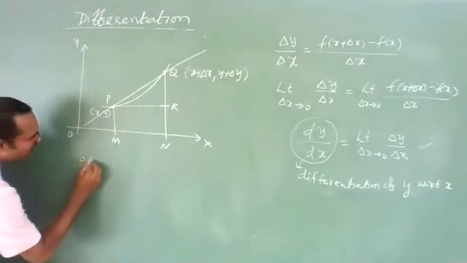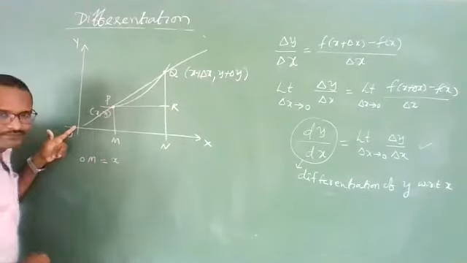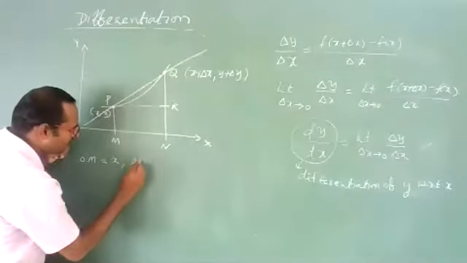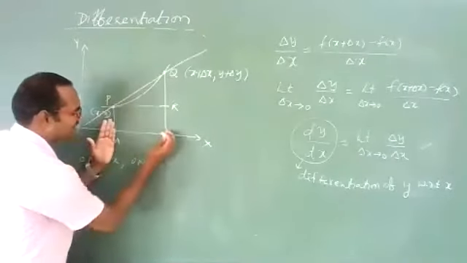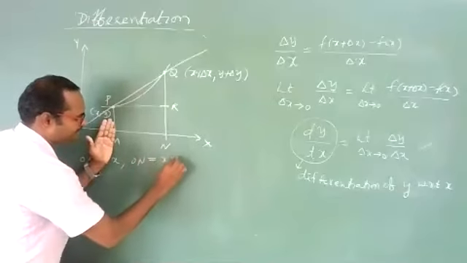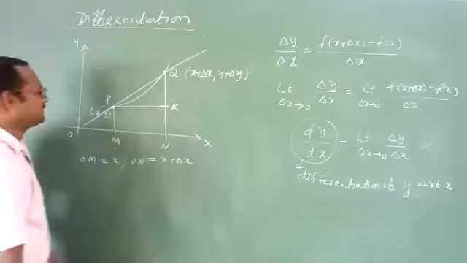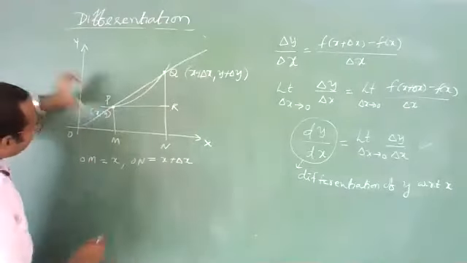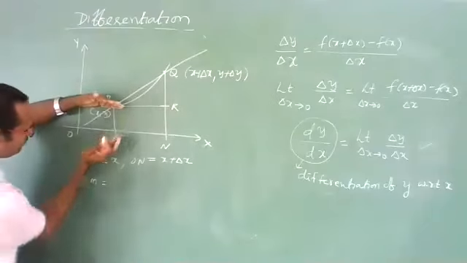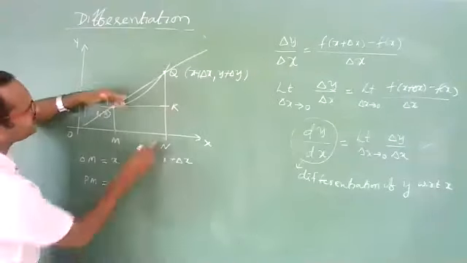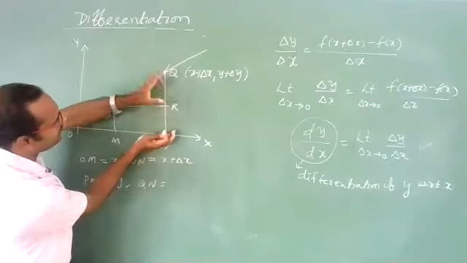What is the OM value? O to M value is X. What is the ON value? O to N value is X plus delta X. Next. What is the PM value? PM value is Y. What is the QN value? Q to N is Y plus delta Y.